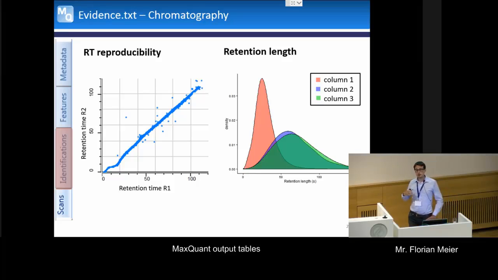So if you have a 2-week run, at some point you might want to change your column, but it's not exactly clear when to do this. So from time to time you could just run some of the files in MaxQuant and check how your chromatographic performance changes, and whether you have to do anything about it.